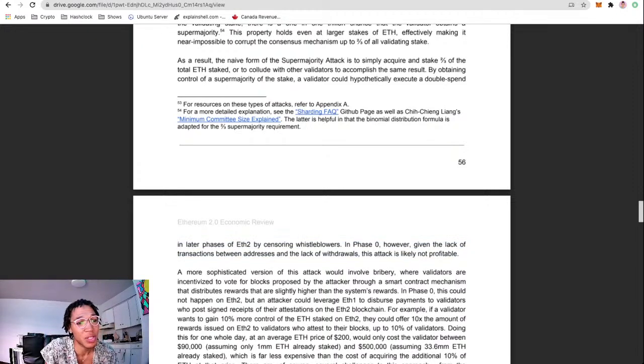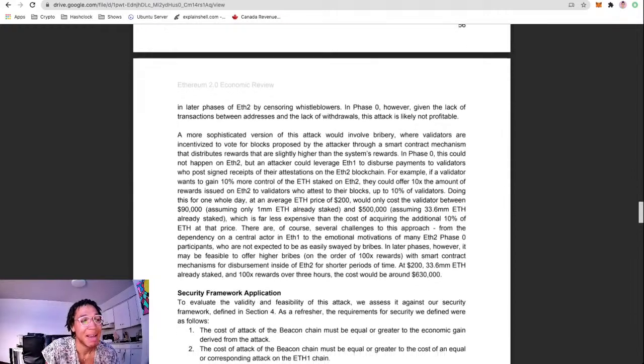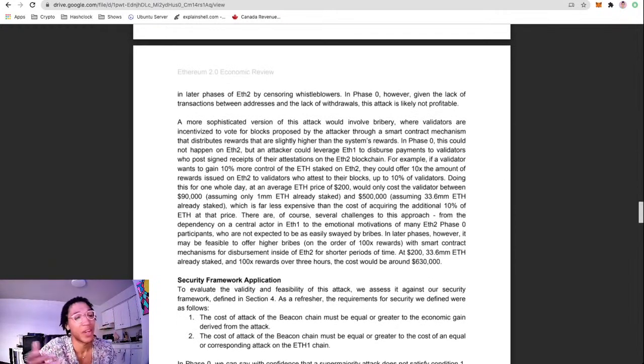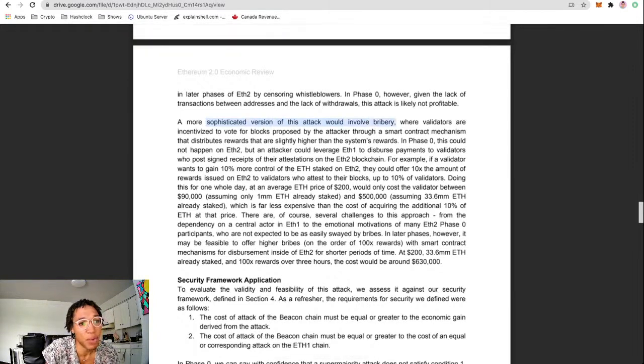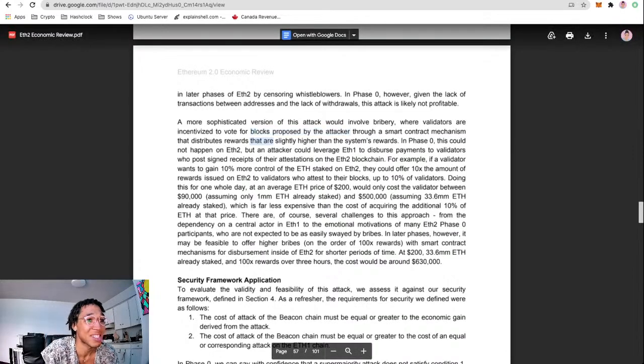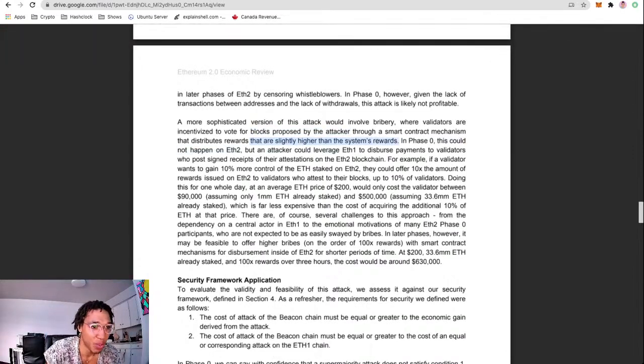But I'm sure we will see more research on these attacks as we get closer to phase 1, phase 2. A more sophisticated version of this attack would involve bribery, where validators are incentivized to vote for blocks proposed by the attacker through a smart contract mechanism that distributes rewards that are slightly higher than the system rewards. In phase 0, this could not happen on ETH2, but an attacker could leverage ETH1 to distribute payments to validators who post signed receipts of their attestations on the ETH2 blockchain.